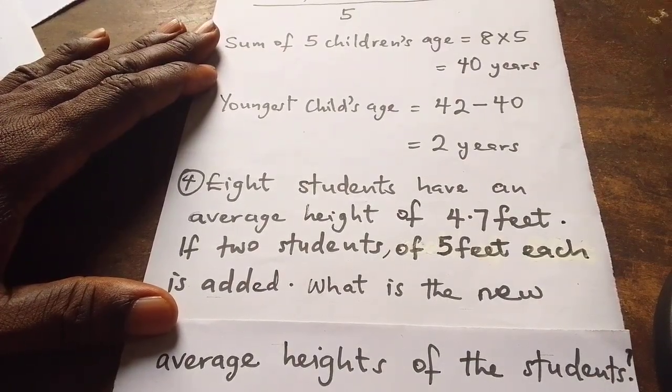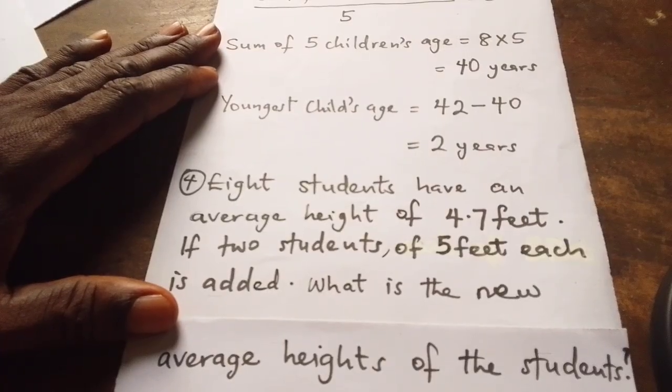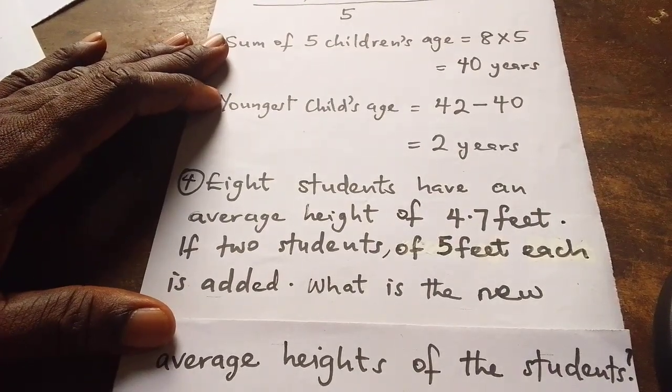Now, the average height of 8 students is 4.7 feet. Again, they now brought 2 more students, each of them 5 feet. So now we look for the new height. First of all, to make it easier, we need to look for the sum of the heights of the 8 students. How are we going to get that?